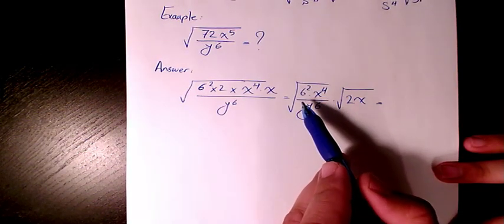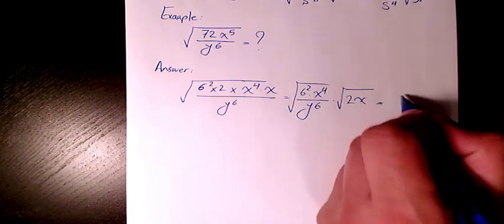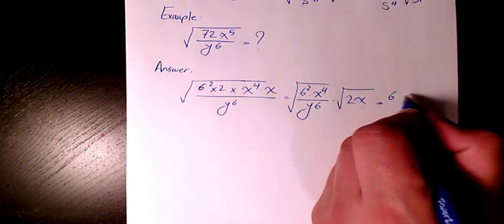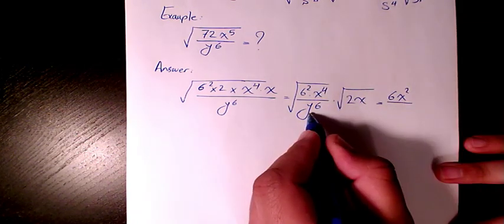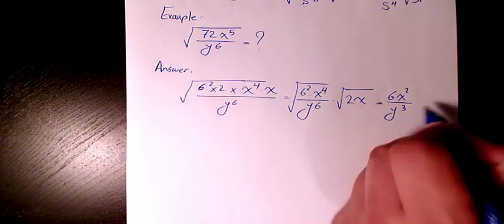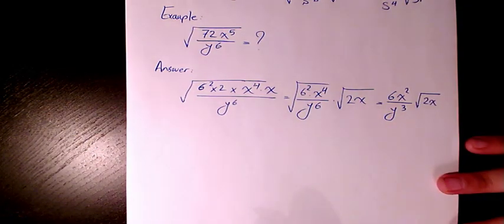Then the square root of 6 squared is 6. The square root of x to the power of 4 is x squared. The square root of y to the power of 6 is y cubed, times the square root of 2x.